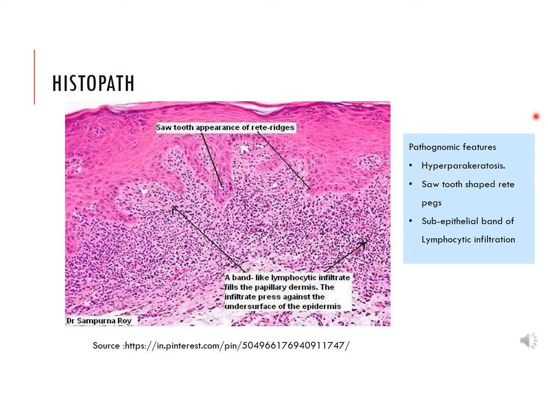So there are three pathognomonic features that we actually see. Number one is hyperparakeratosis. So what do you mean by hyperparakeratosis? It means that there is parakeratinization seen on the surface of the epithelium. When there is parakeratinization, basically we see keratin with remnants of the nuclei. That's why you are seeing the bluish dots along with the keratin on the surface over here.